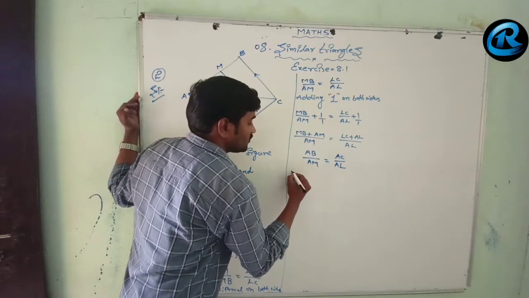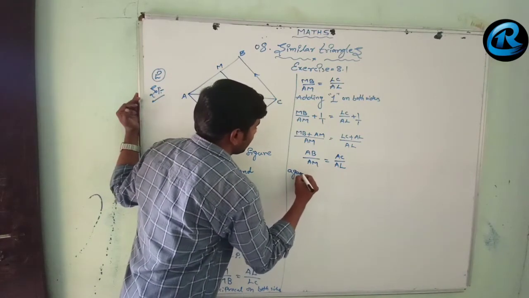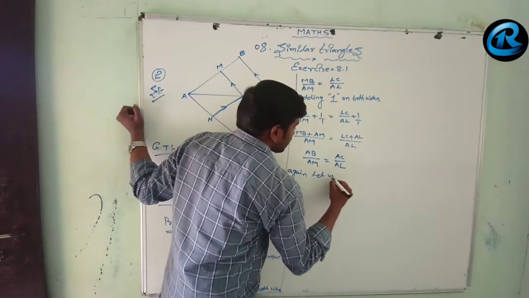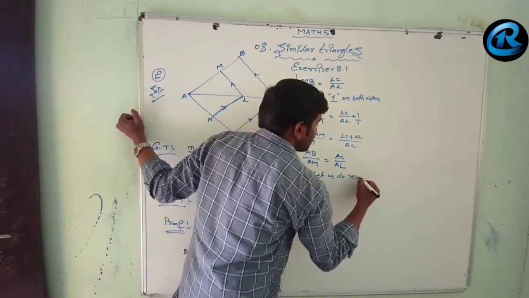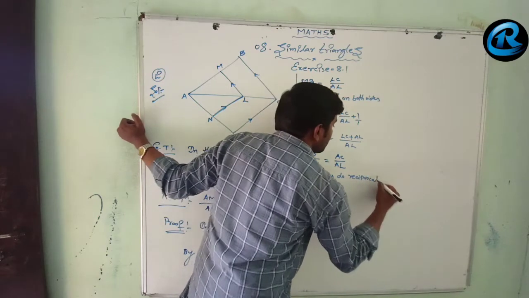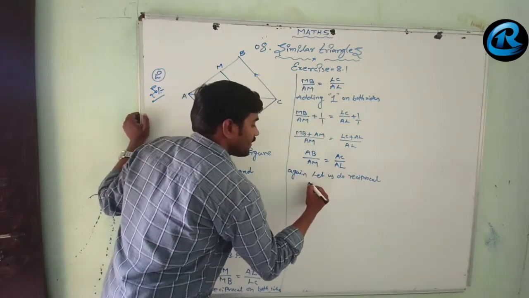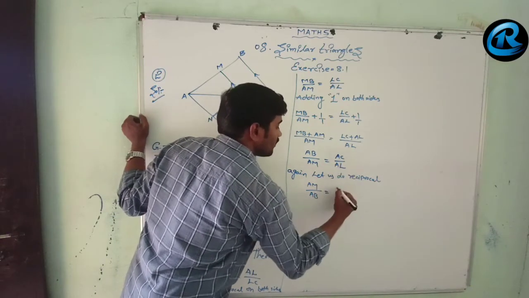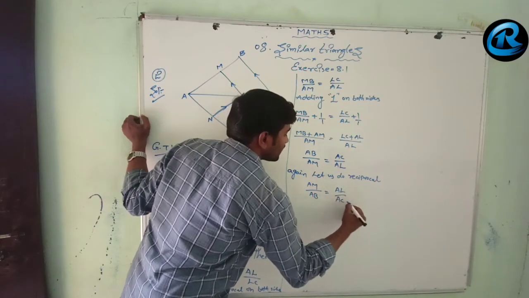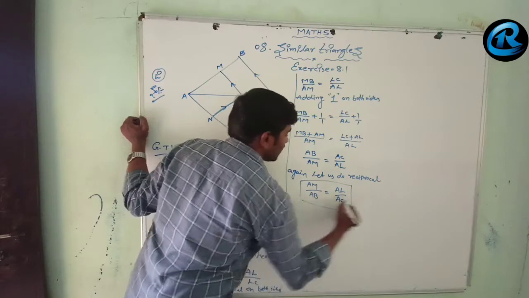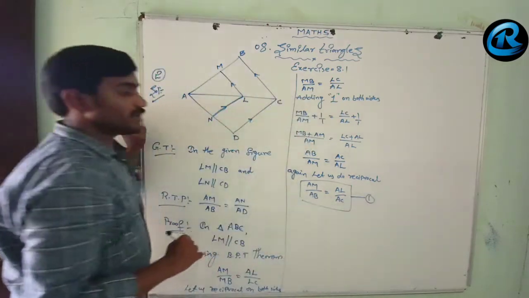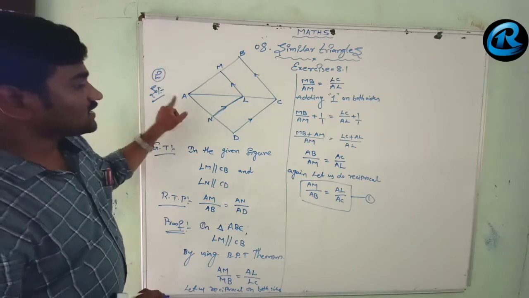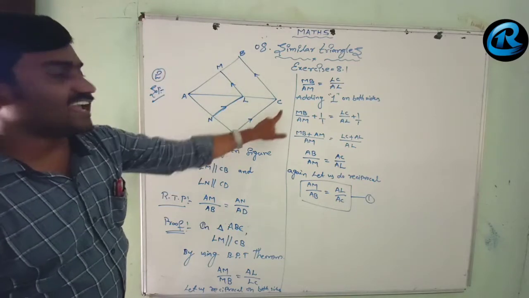Again let us do the reciprocal. Then we get here AM by AB is equal to AL by AC. Now this is equation number 1. You keep it. What we have done in the upper part in triangle ABC, the same thing we have to do in triangle ABC.